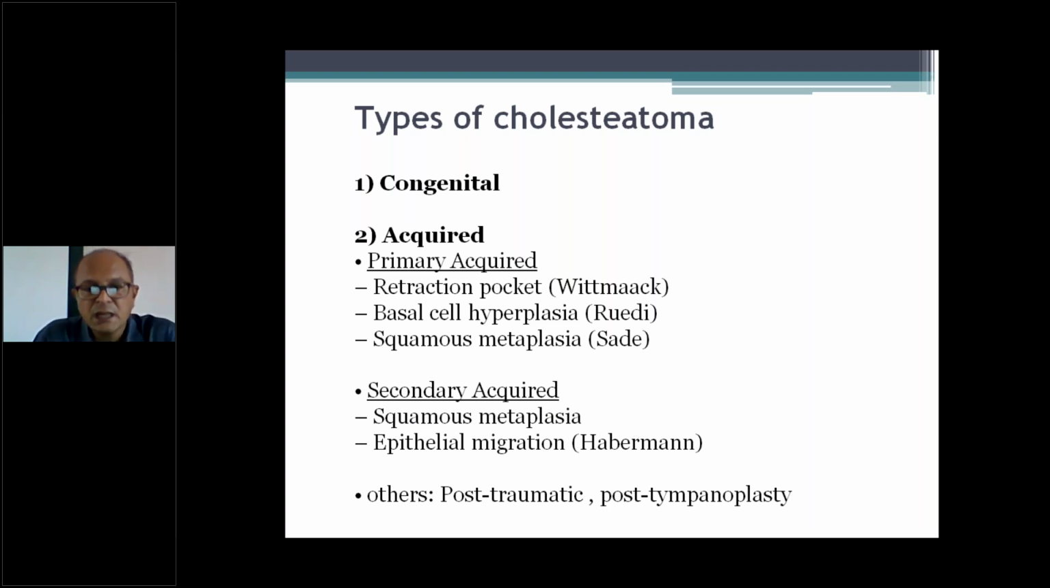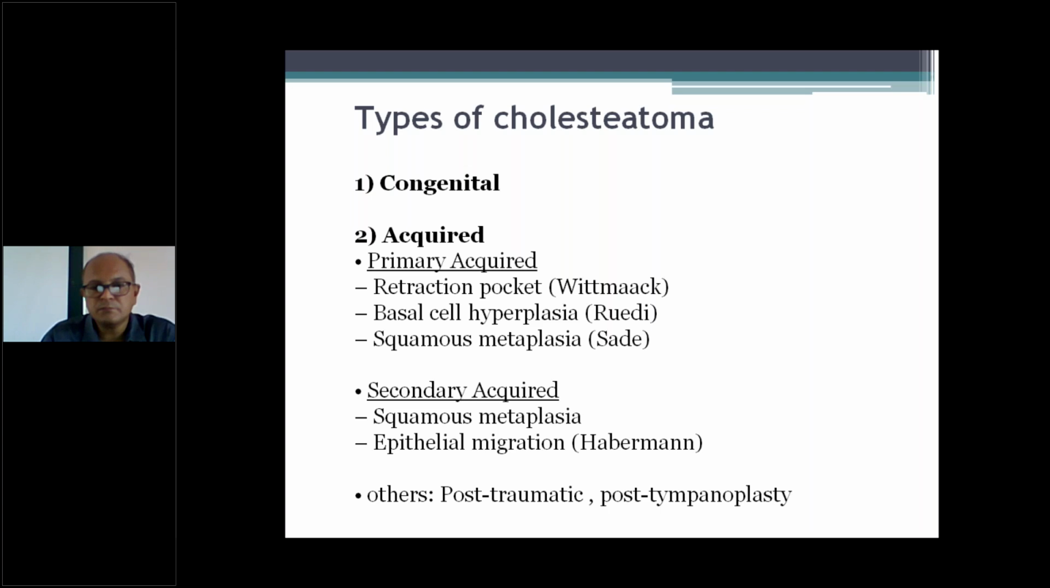in pars tensa cholesteatoma. In the pars flaccida cholesteatoma, the involvement of ossicles occurs a little late in the disease, whereas in pars tensa cholesteatoma, the involvement of ossicles occurs pretty early. So once the ossicle is involved, definitely the hearing loss will be more in pars tensa cholesteatoma, and the hearing will be preserved for a longer duration of time in pars flaccida cholesteatoma.